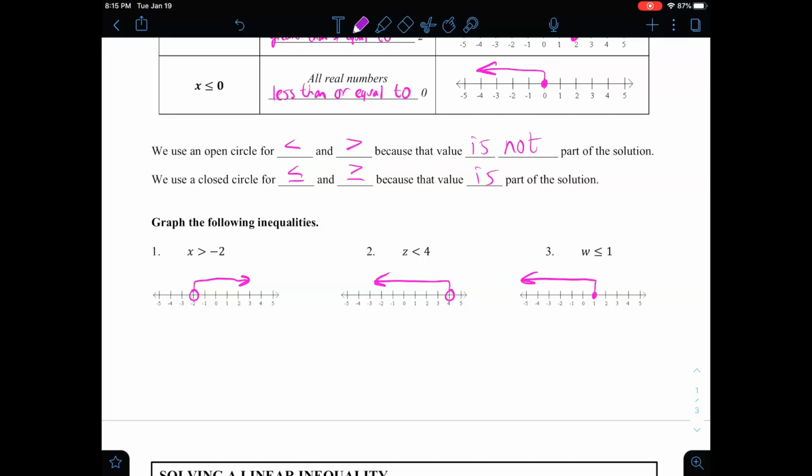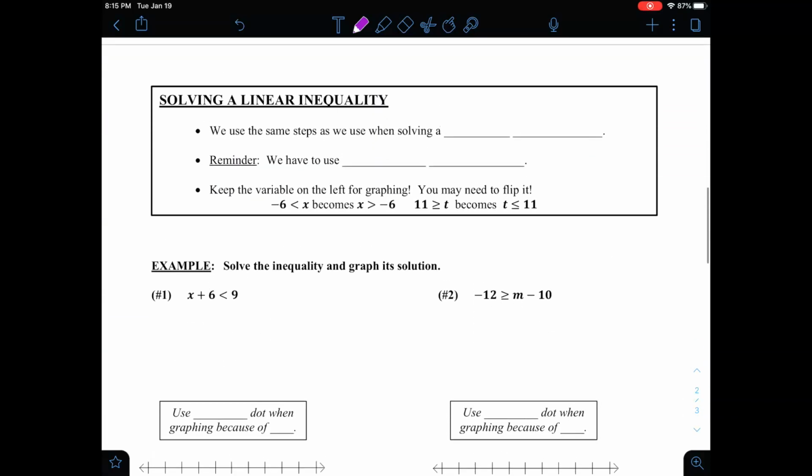Got my packet in front of me. All right, solving a linear inequality. So remember solving equations? So if we had 3x plus 5 equals 18, you subtract 5 from here, you've got to subtract 5 from here. You divide by 3 here, you've got to divide by 3 over here. Remember all that kind of stuff from chapter 3? Okay, you can go back to that chapter if you need a review, but we're going to use the same steps for solving a linear inequality as we were using for solving a linear equation.